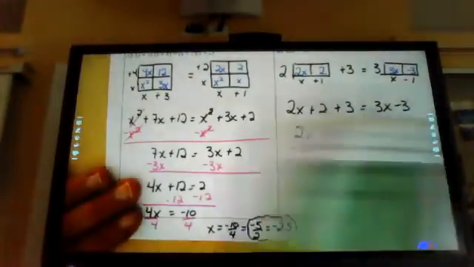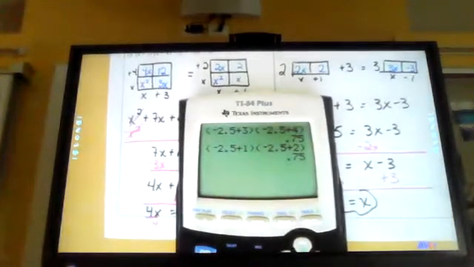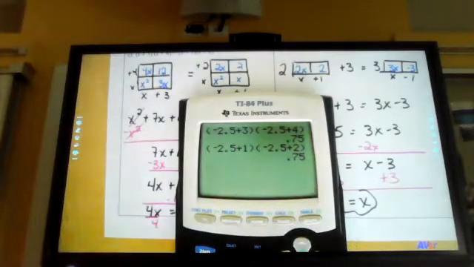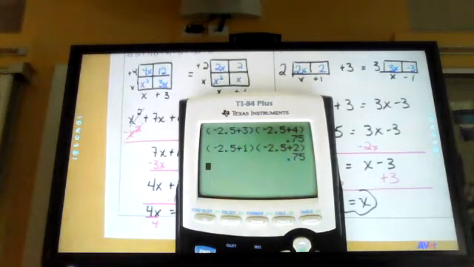And so here's what I want you guys to just see. I typed that into my calculator, and all I did was put a negative 2.5 in for x. The top one represents the left-hand side. The bottom equation right here represents the right-hand side. And I'm looking to see, does the left equal the right? It does. Both sides equal 0.75. So that's the right answer, even though it is a decimal.